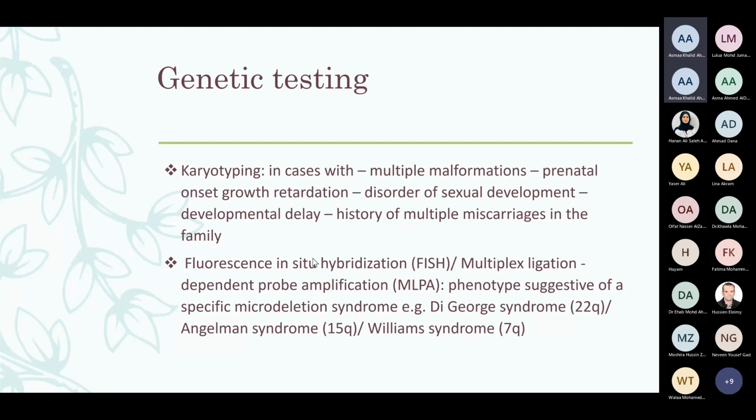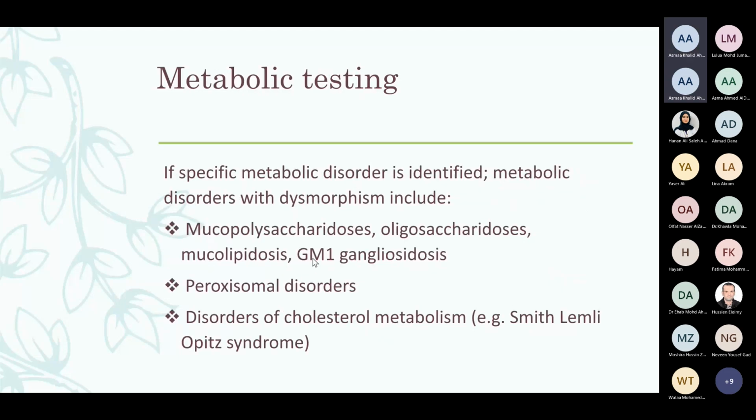FISH and multiplex ligation dependent probe amplification. Basically, you tag a probe to tag a certain part of the DNA that you assume will be present in this patient. And with that, you will find if the patient is positive for whatever you are looking for. It's more specific.